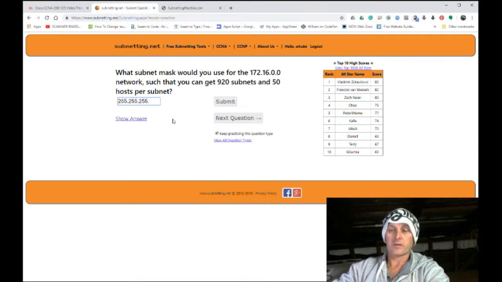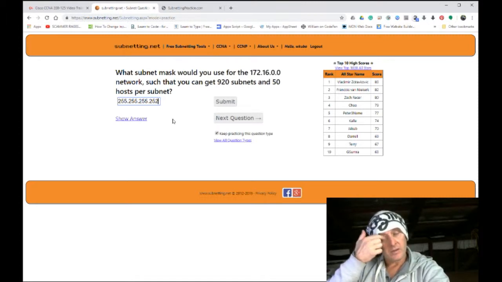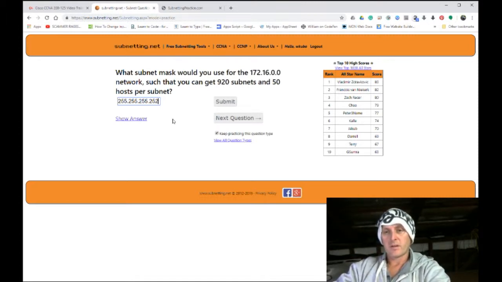Sorry, that was incorrect. 240 is a block size of 16 with 14 hosts. 248 is a block size of 8 with 6 hosts. 252 is a block size of 4 with 2 hosts. And that's as far as you can go. You can't go any less than that, because if you go any less than that, you'll have a block size of 2, and no hosts.